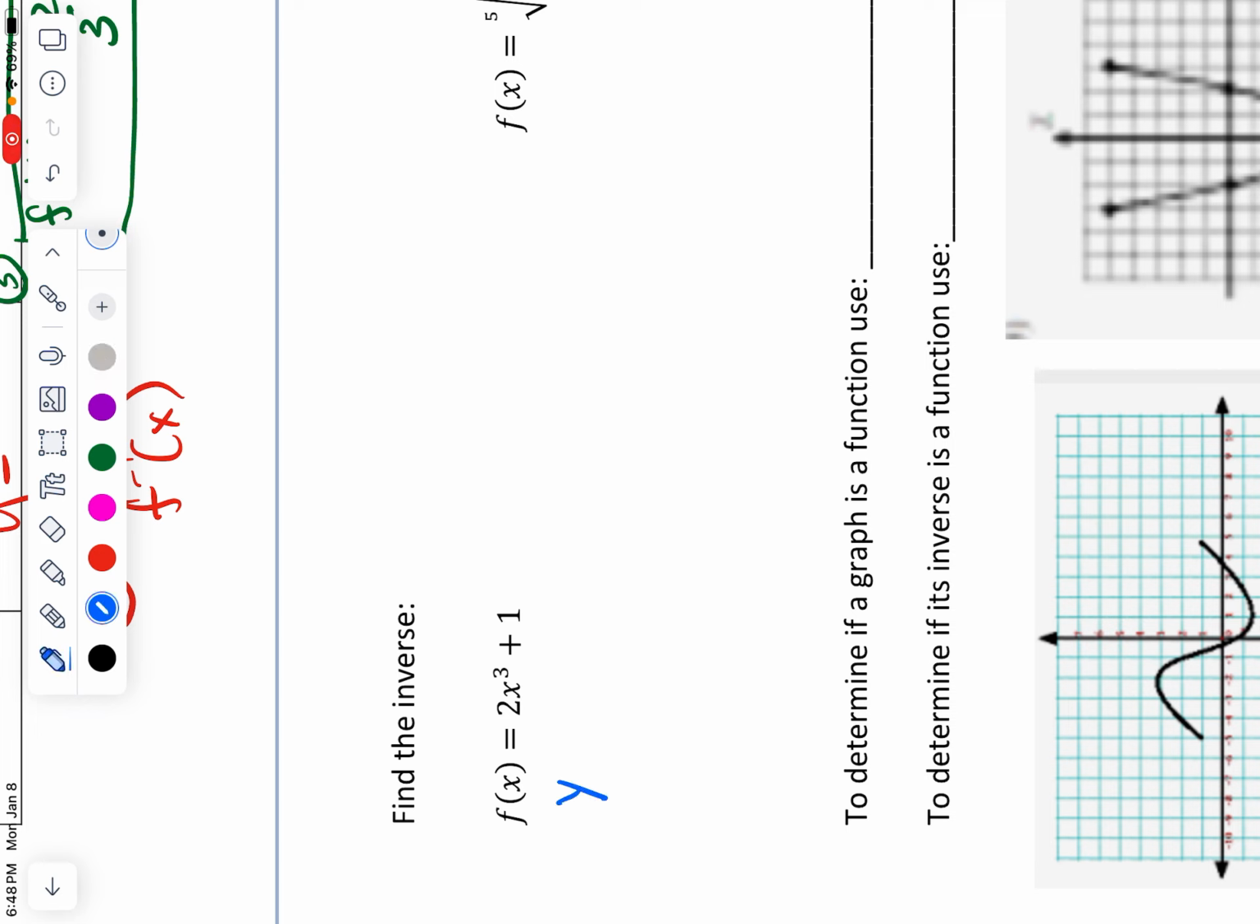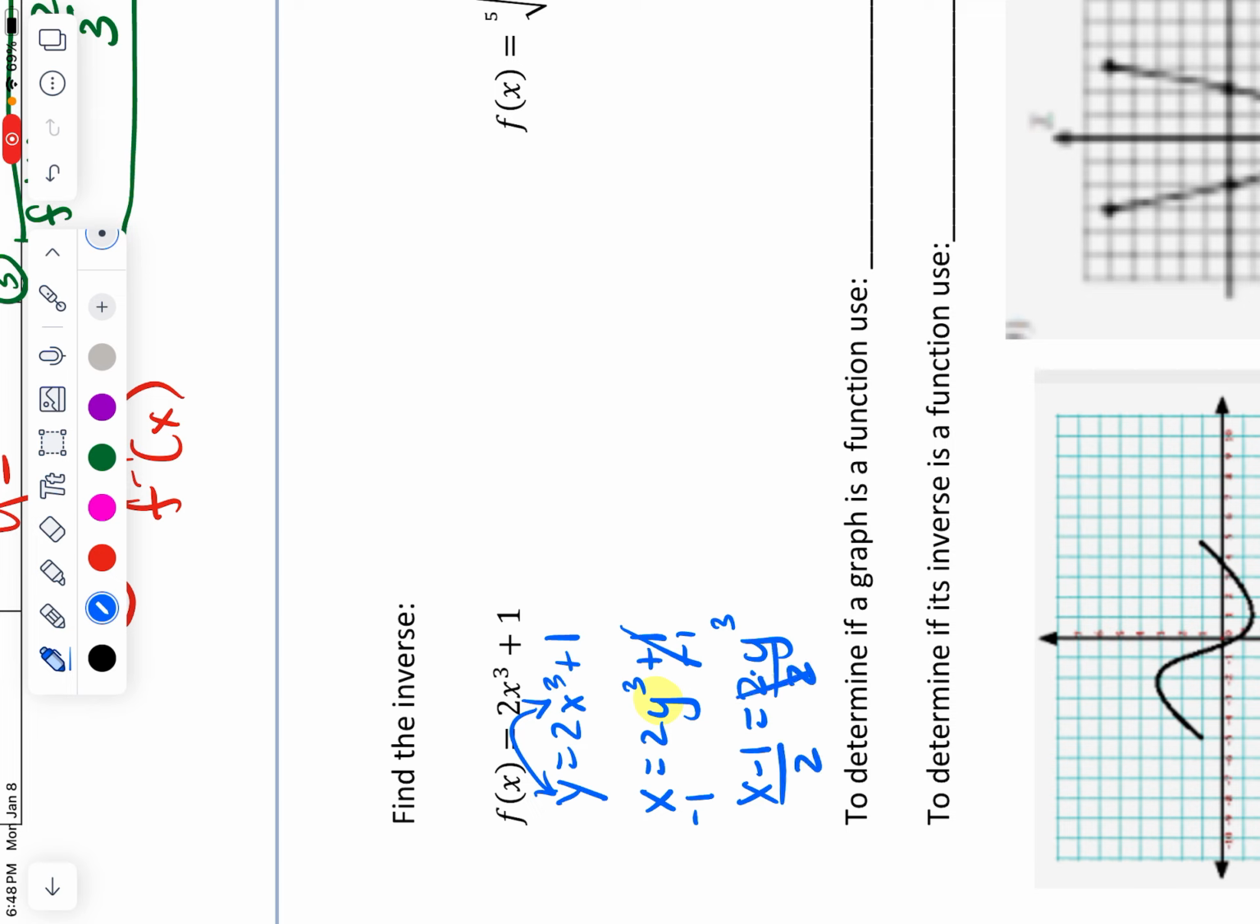I'm going to write this as y equals 2x cubed plus 1. Then I'm going to swap and solve. So this is going to become x, and this is going to become 2y cubed. Now I'm trying to get this y alone. So I use algebra 1. I take away the 1. Then I have 2y cubed. So the 2 is multiplied in, so the math opposite is dividing. So now I have y cubed equals x minus 1 over 2.